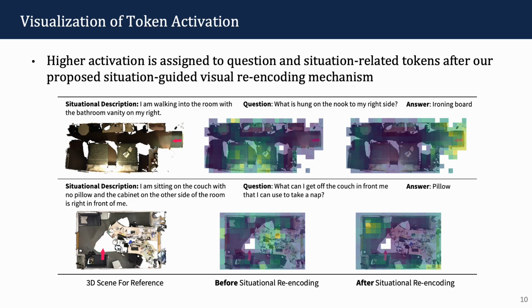Visualization of visual token activation before and after situation re-encoding is shown in this figure. This visualization employs the Viridis color map, where a brighter token representation indicates a higher activation value. The effectiveness of situational guidance in amplifying the relevance of crucial tokens is evident from this depiction.